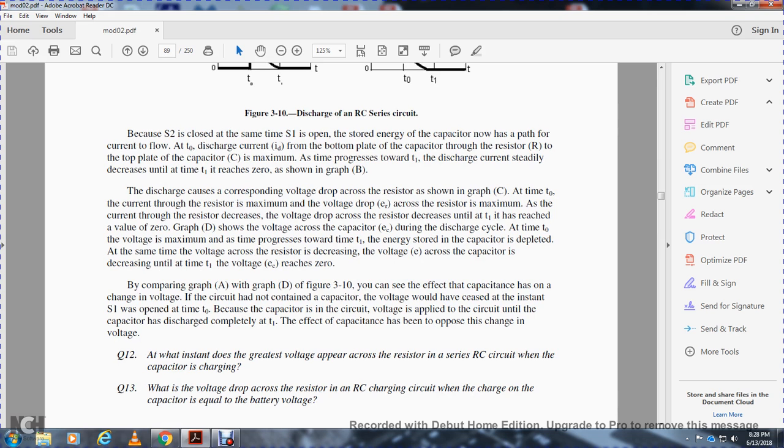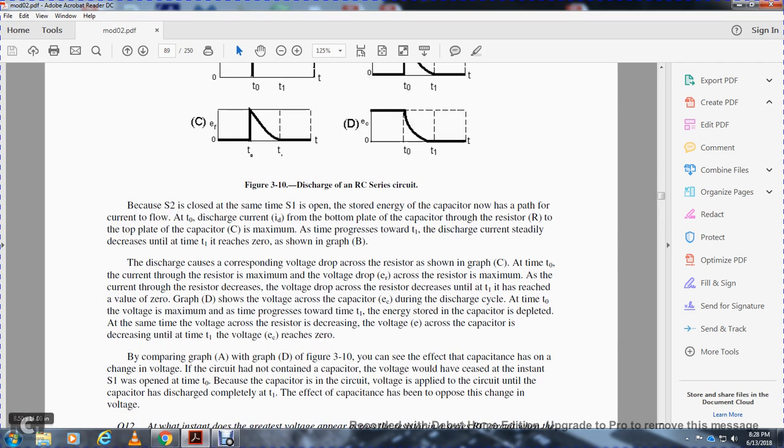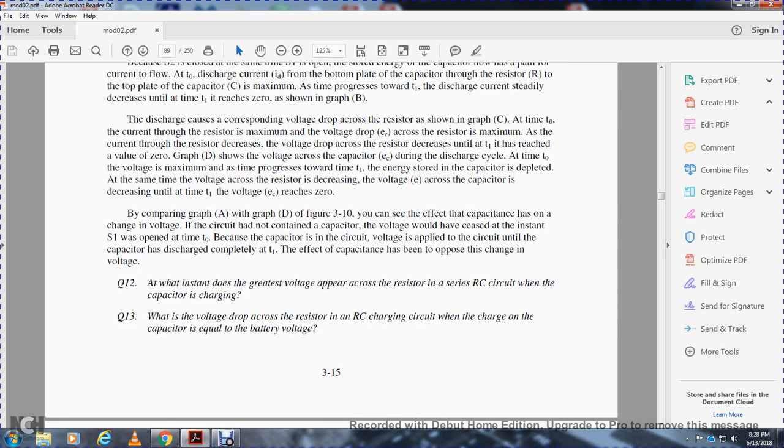Comparing graph A to D with figure 3.10, you can see that the effect of the capacitance has changed the voltage. In a circuit that did not contain the capacitor, the voltage would have ceased the instant switch 1 was opened at time interval 0. But with the capacitor in the circuit, the voltage is applied to the circuit until the capacitor is discharged completely at time 1. The effect of the capacitance is to oppose a change in voltage.